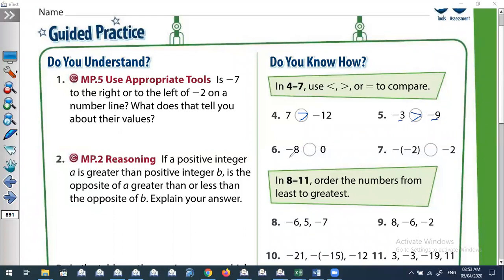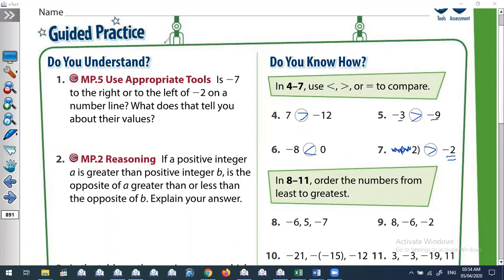The next one, negative 8 and 0. As I told you before, 0 is more than any negative, so 0 is bigger. Here we have negative, negative; as I told you before, cancel them together, no problem. So it will be 2 and negative 2. Which is bigger? Yes, the positive number, which is 2.